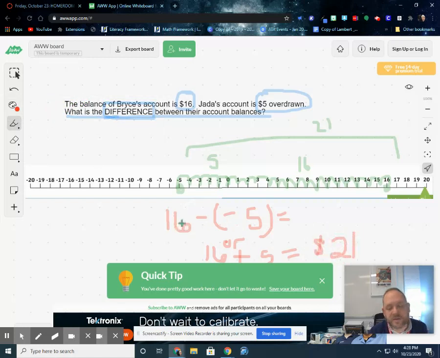And there you go. But just remember, if you are subtracting a negative number, it's like taking the negative of a negative number. So the opposite of an opposite is a positive, just like we talked about today. There you go. That's the answer, $21.